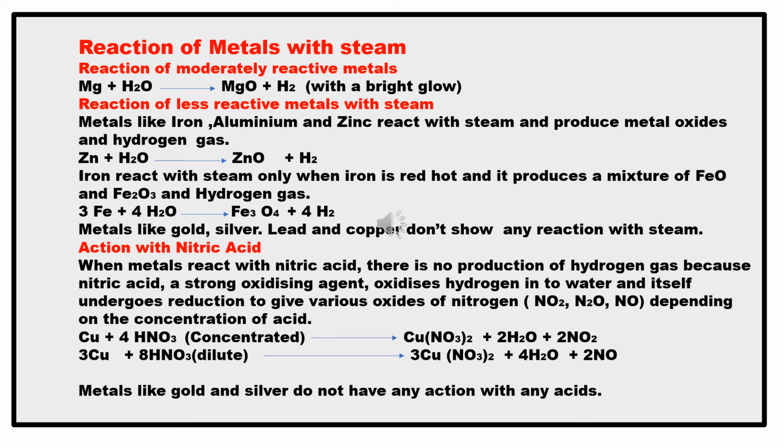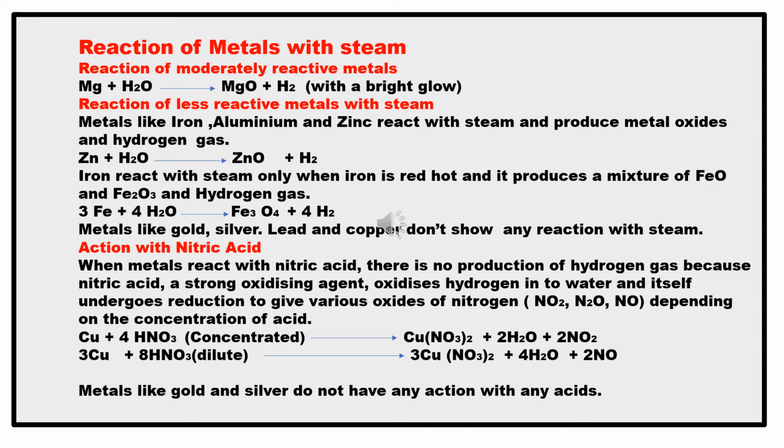If it is heated to a very high temperature, then only iron reacts with the steam and it produces a mixed product of ferric oxide and ferrous oxide. You know, iron can produce two types of oxides, that is ferrous oxide and ferric oxide. So you can see that when iron combines with steam, what is the condition required? The iron should be heated to a very high temperature. Means it should be a red hot iron.